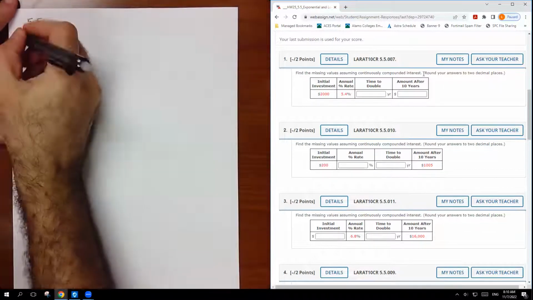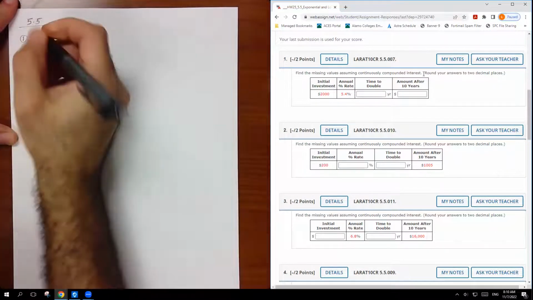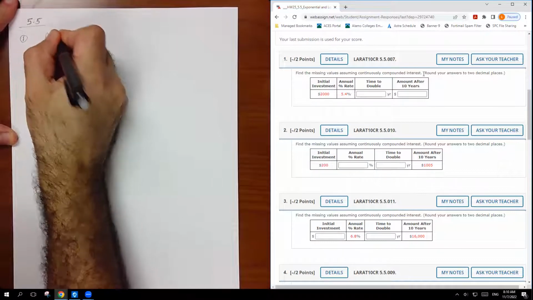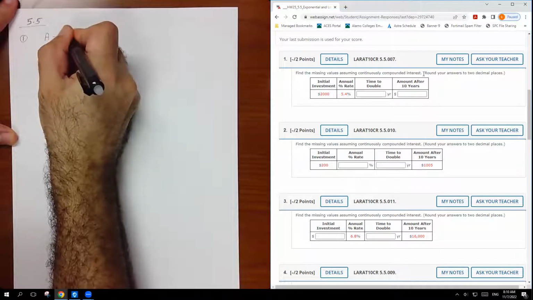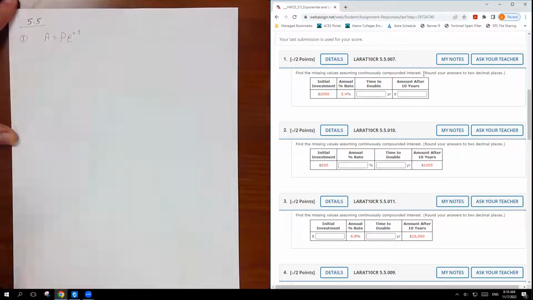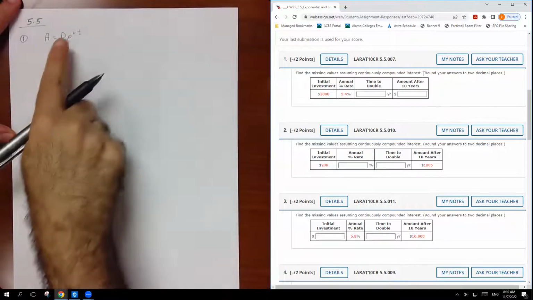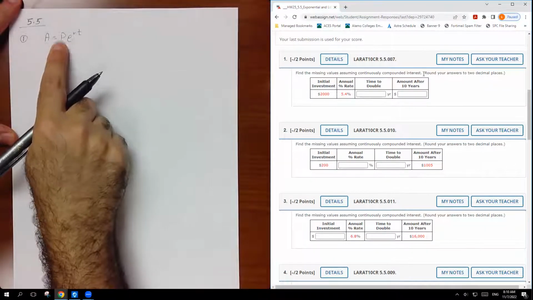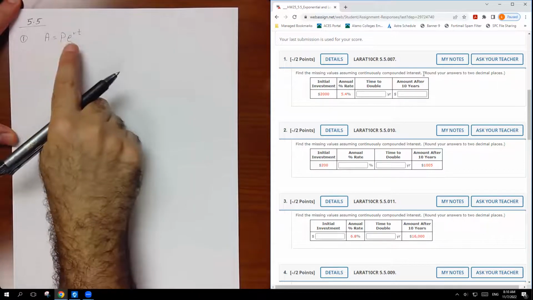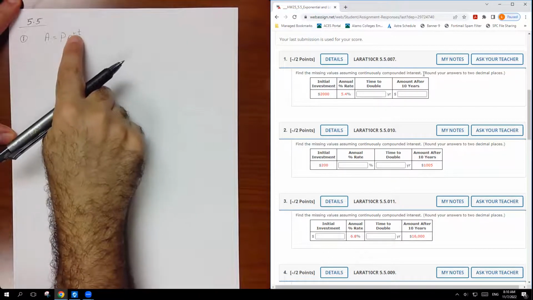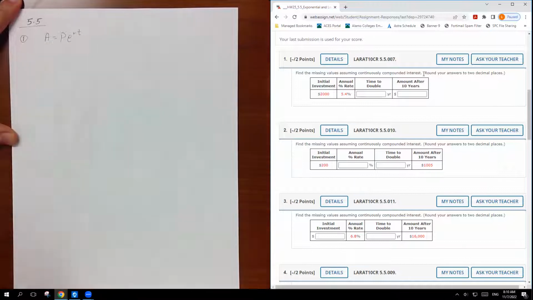That means on the first example, they're telling you you're going to use this formula, A equals P e^(rt). P is the initial invest, A is the future amount, e^r is the rate, and t is the time. They're telling you look to the first one. So the first thing I'm gonna look just here.